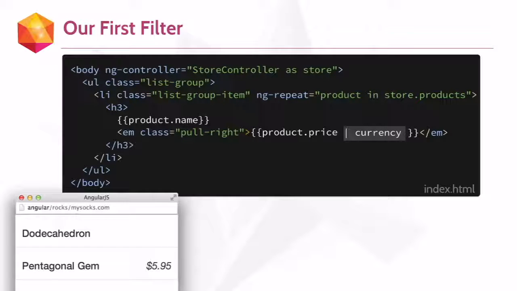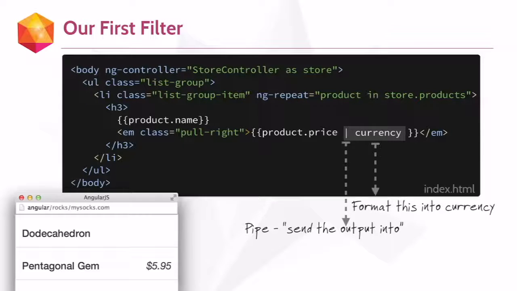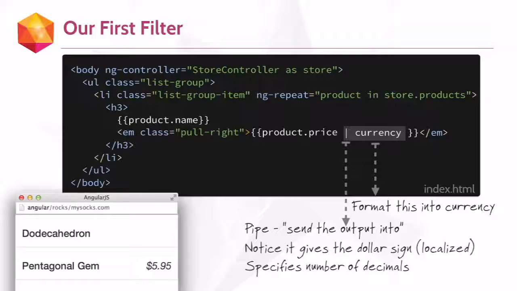Notice here, between these two calls, we have a pipe. The pipe says, take the result of the first expression and send the output into the second expression, which in this case is a filter. Currency will print out the proper $ sign, localized, and will also give us the correct number of decimals. So now when we call up this page in our browser, we can see that our currency is properly formatted.